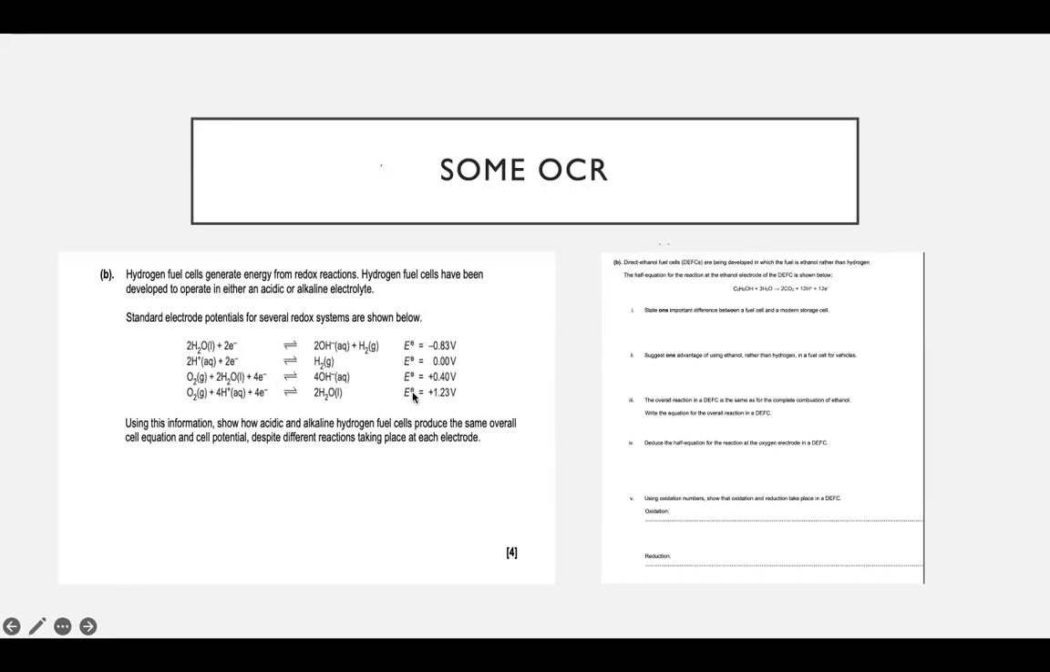If you put those equations together, you'll see that both fuel cells have an E cell value of positive 1.23. That explains how they're both able to function. They also have the same overall equation if you combine them: hydrogen and oxygen reacting to produce water. Let's look at the right hand side now.